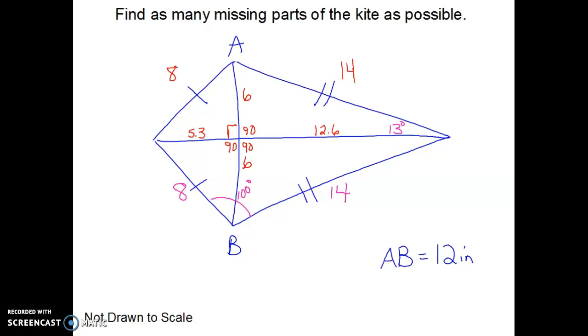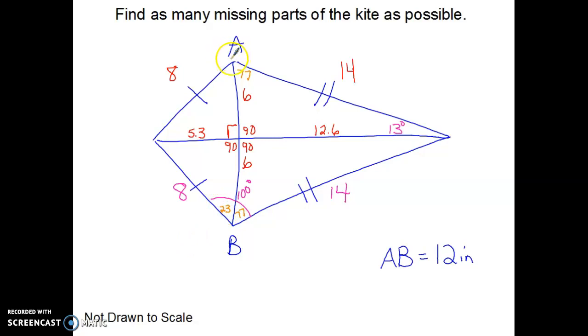Next I'm going to find the rest of my angles. I have 90 degrees inside. This angle is 13, so I can use the angle sum of a triangle, which makes this one 77. This large triangle is isosceles. This is also 77. Because I was given a full angle of being 100 degrees, I can just subtract the 77 from 100 to find this angle.